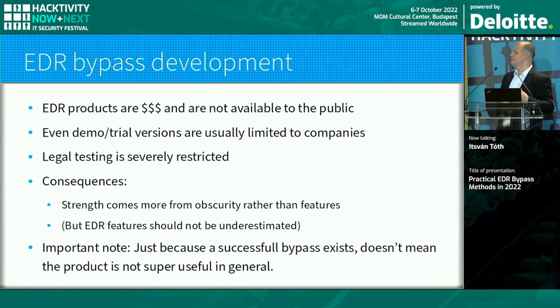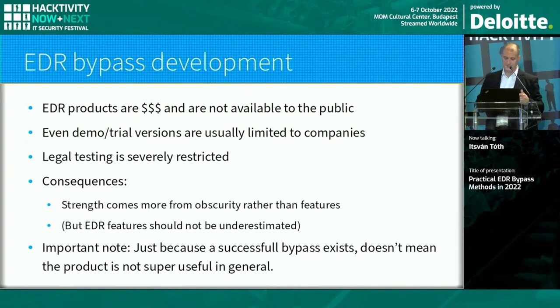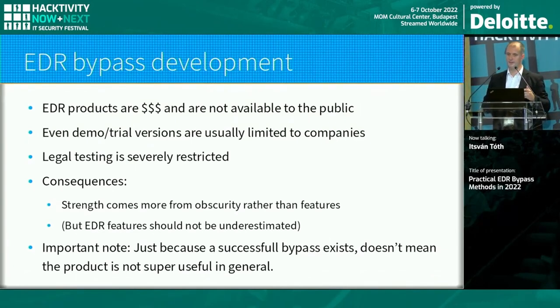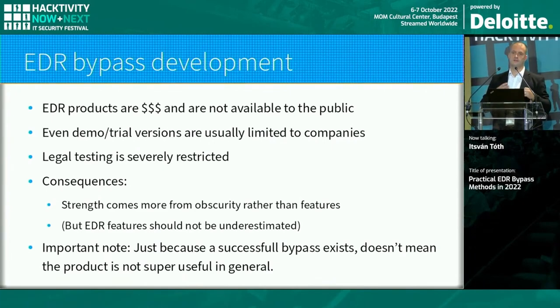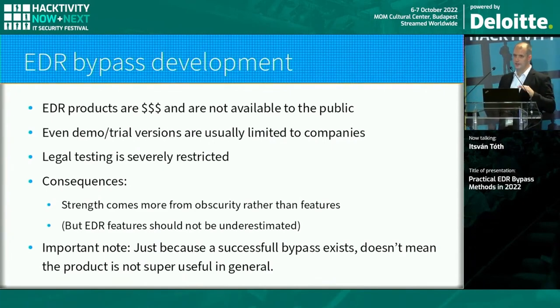Also note that I do not underestimate the EDR features with this sentence. So I would say the strength comes more from obscurity, but the features are also sometimes very advanced. And an important note, what I said before, just because a successful bypass exists doesn't mean the product is not super useful in general. Because the exploitation is a long process with a lot of steps, so if I made a bypass for an initial foothold or some basic steps, then there could be a chance that one more step ahead will trigger an alert.